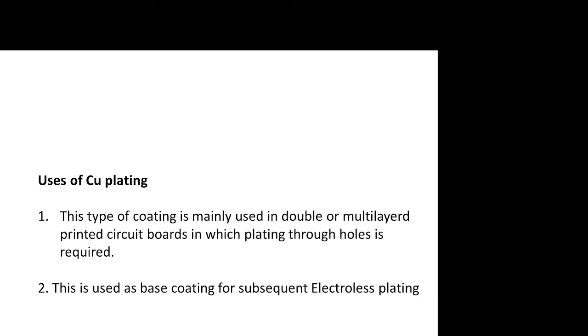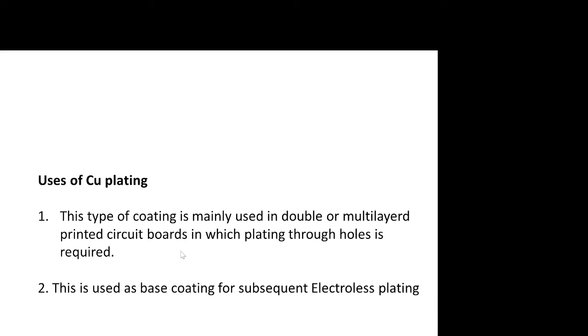The importance and applications of copper plating. This type of coating is mainly used to make double or multi-layered printed circuit boards where plating through holes is required. For making PCBs, mobile phones, it is a multi-layered board. One layer has to be connected to another layer through holes. So in such PCBs, we can apply electroless copper plating.